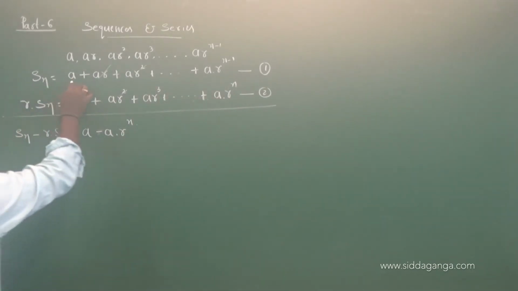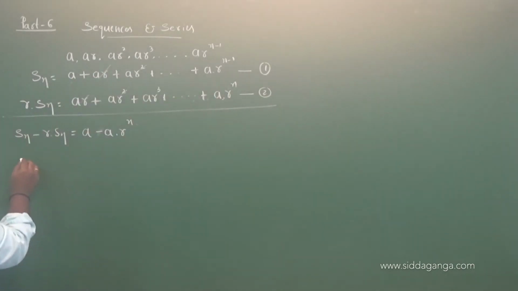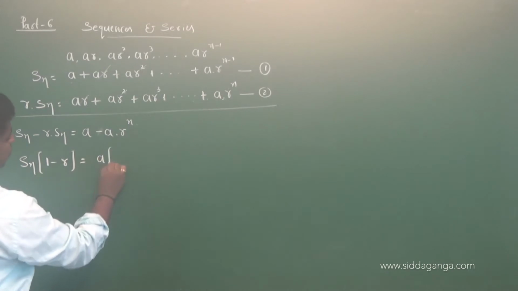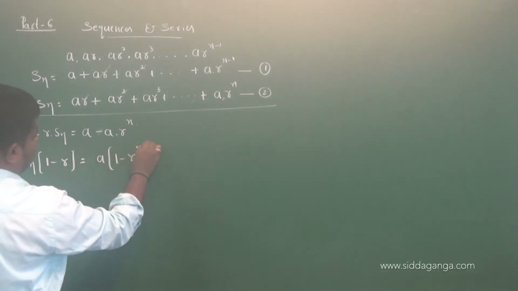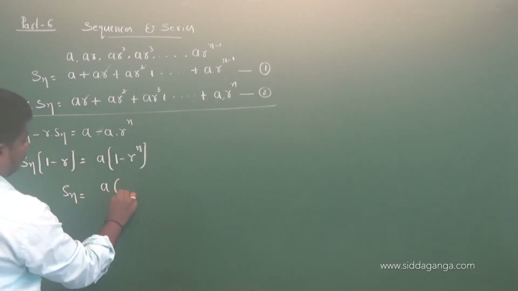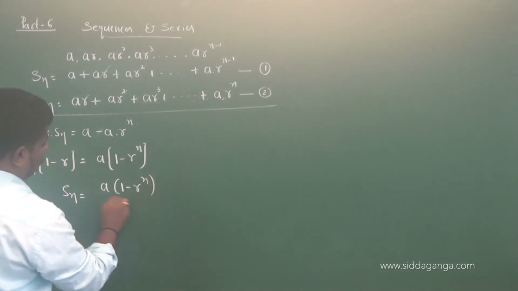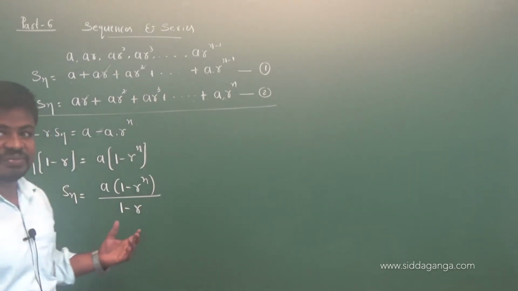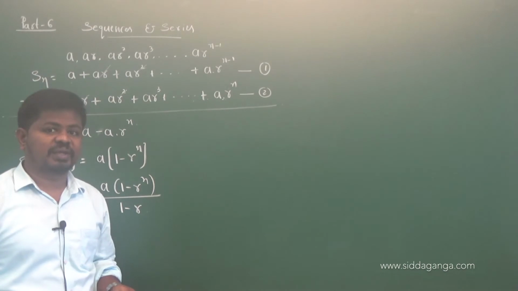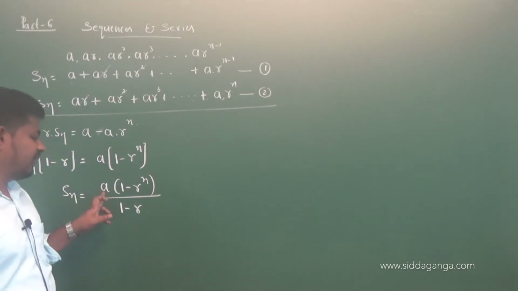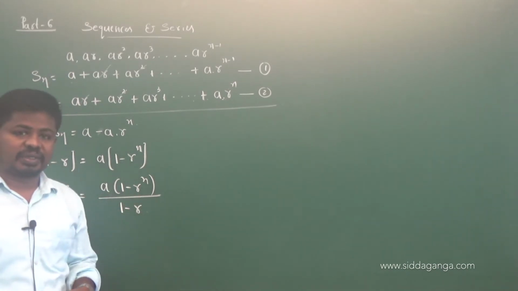So, a minus this. I am going to take S_n outside. So, S_n into (1 minus r) equals a into (1 minus r to the power of n). So S_n is equal to a into (1 minus r to the power of n) whole divided by (1 minus r). This gives the sum of n terms of the geometric progression, where n is the number of terms, a is the first term, and r is the common ratio of the geometric progression.